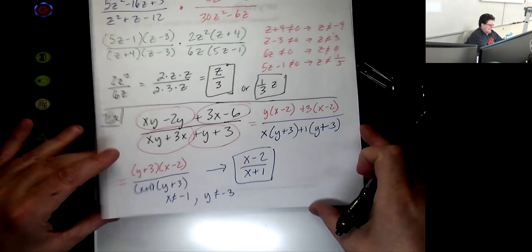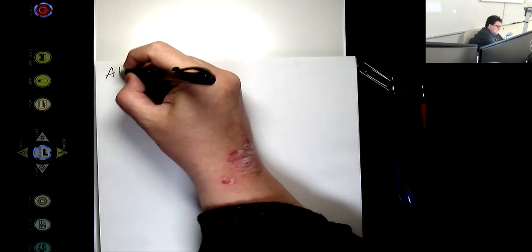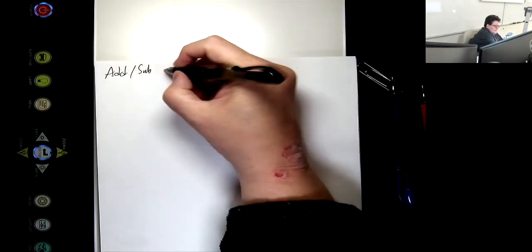It's not metal. All right, so that's multiplying and dividing. We can also add and subtract rational expressions.